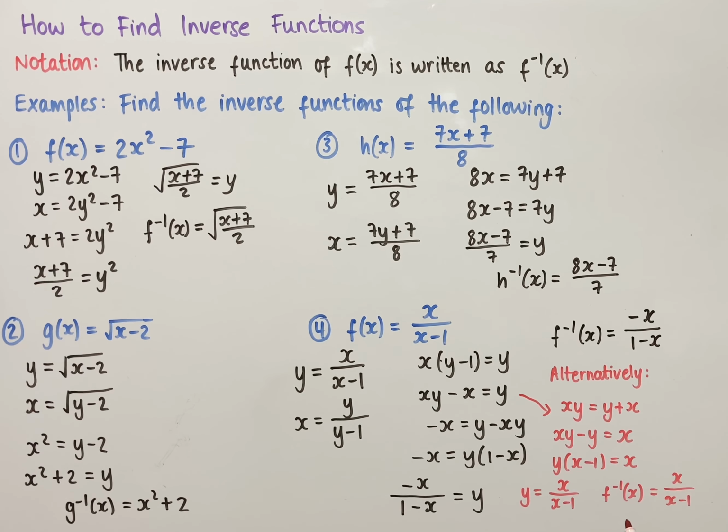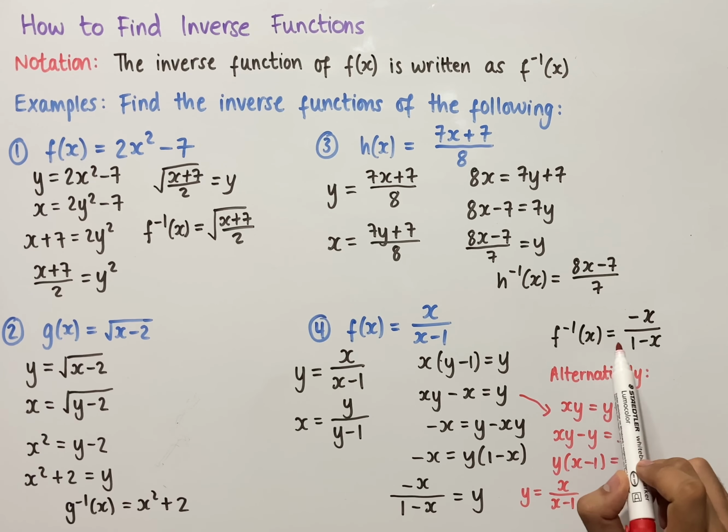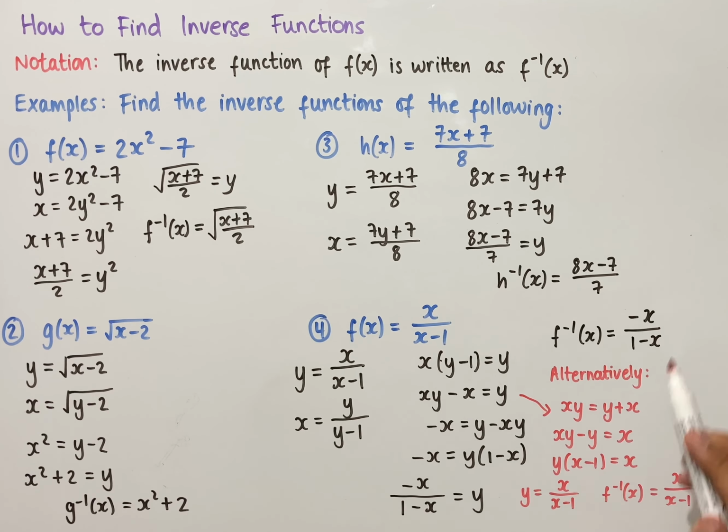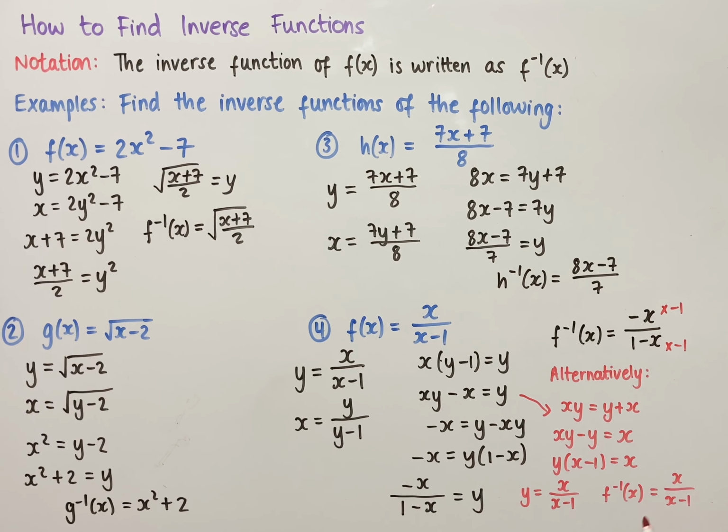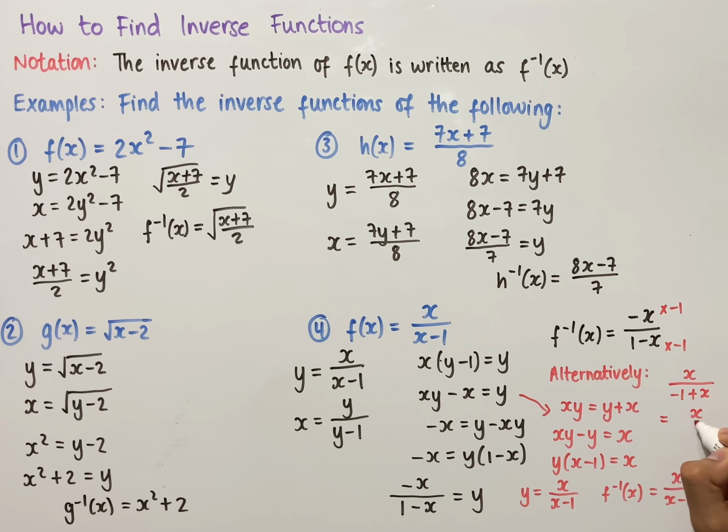Both of these answers are correct for the inverse function of f, because if we take f inverse of x equals minus x over 1 minus x, and we multiply the numerator and denominator by minus 1, we then obtain our inverse function written in this format, because minus x times minus 1 is x, and 1 minus x times minus 1 would give us 1 times minus 1, which is minus 1, and the minus x times minus 1, which is plus x. And so rewriting this would give us x over x minus 1, which we have here.